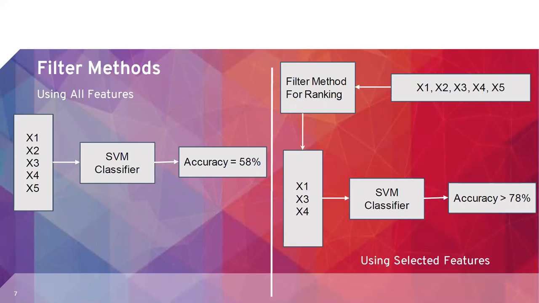What we do is we employ a classifier with all the attributes, find out the accuracy, then leave the least informative attribute, that is X5, and again run the classifier, use the cross-validation accuracy to find out the performance. Again, we remove the least ranked attributes X4 and X5, use only X1, X2, X3, and find out the accuracy, and so on until only one attribute is left.